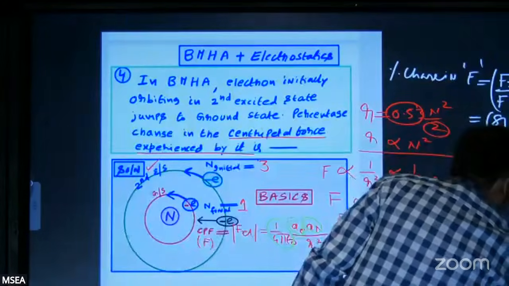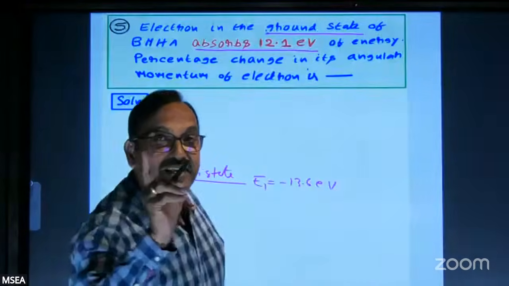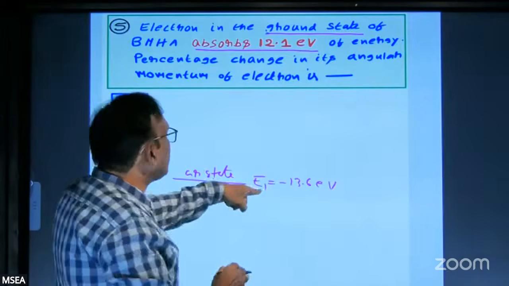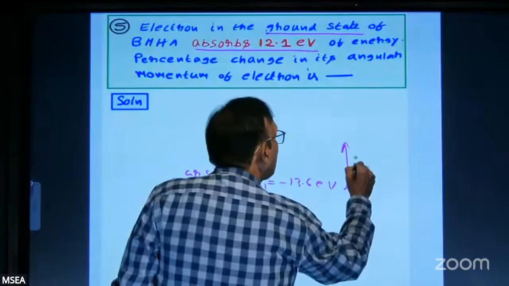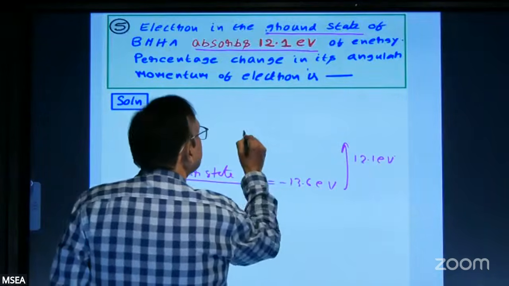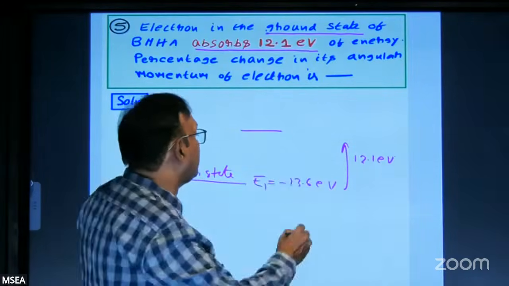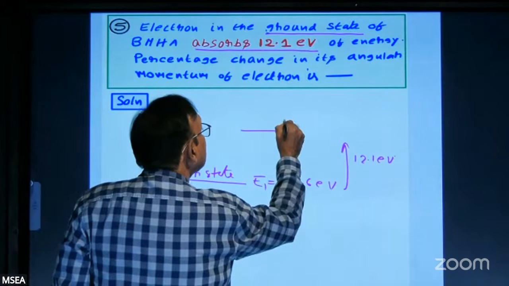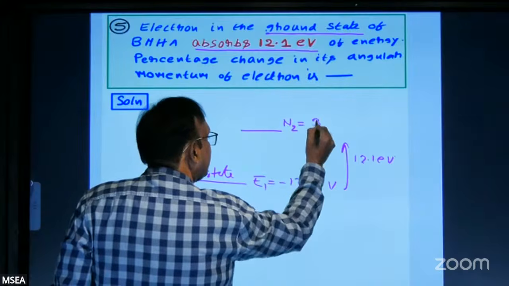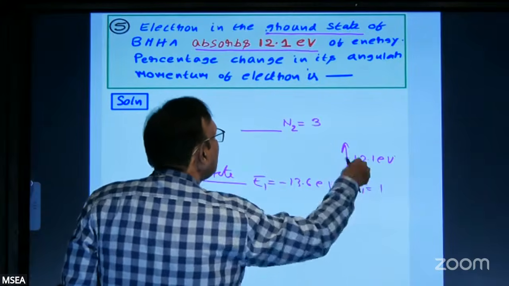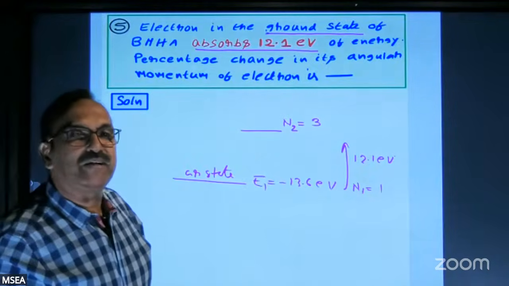So coming back to the question, listen. The more important version of this one is the very next bit. The electron is in the ground state. It has energy minus 13.6 eV. Now it is absorbing 12.1 eV of energy. As we have seen, after it absorbs 12.1 eV of energy, it goes to the third orbit, with principal quantum number 3. The initial quantum number is 1 and the final quantum number is 3. I want to know the percentage change in angular momentum.